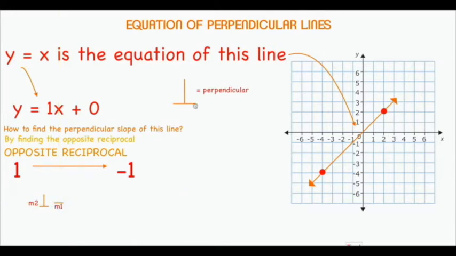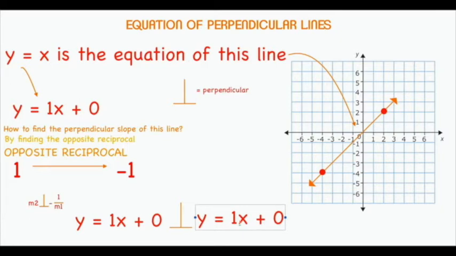This again uses the concept of opposite reciprocal to change the slope of M2 to the perpendicular slope, which is negative 1 over M1. For example, if we use the same equation as used in the opposite reciprocal example, y equal 1x plus 0 is perpendicular to y equal negative 1x plus 0. This can be written as y equal x plus 0, perpendicular sign, y equal negative x plus 0.